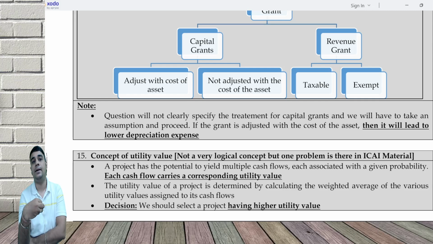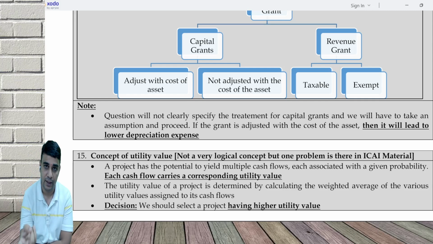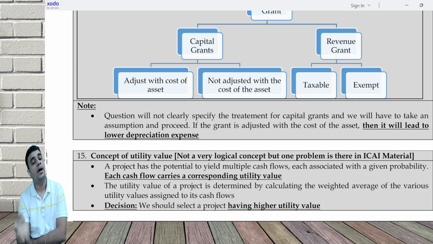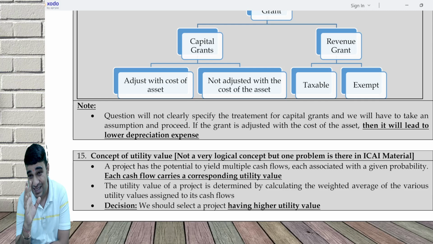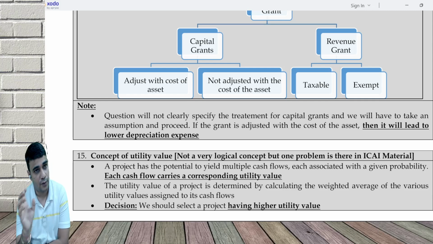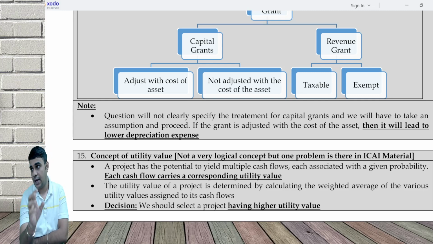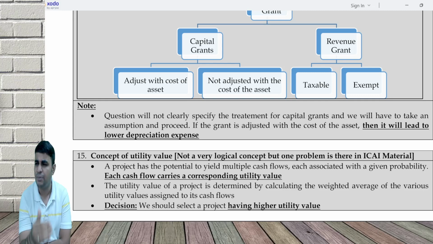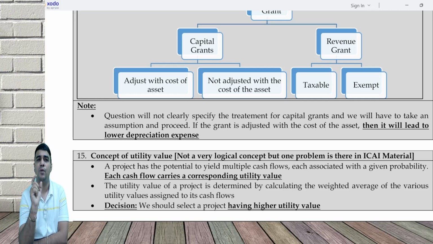Why do I need clarity? Because capital budgeting is also there in international capital budgeting, in international financial management, and even in normal capital budgeting, ICAI may end up testing on cash flow calculation. Now let's come to the final part of it. In that, the ICAI material had one thing called the concept of utility value.